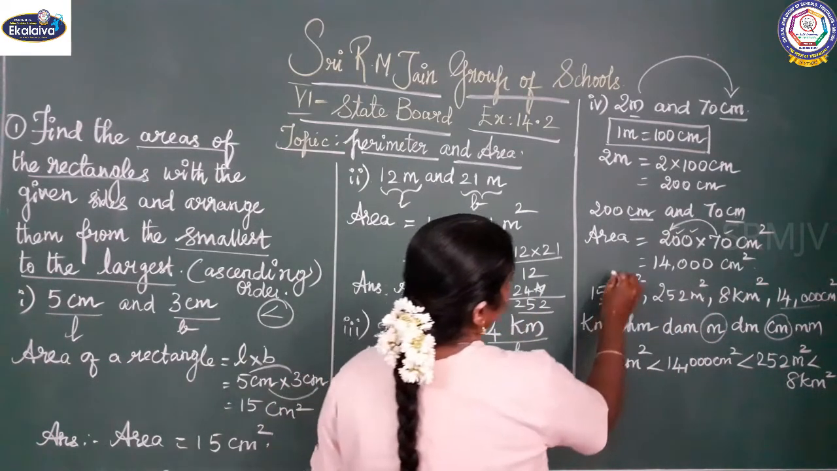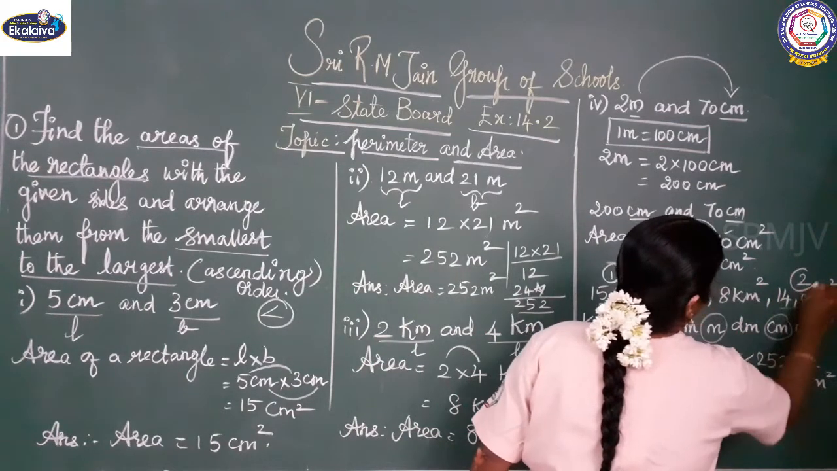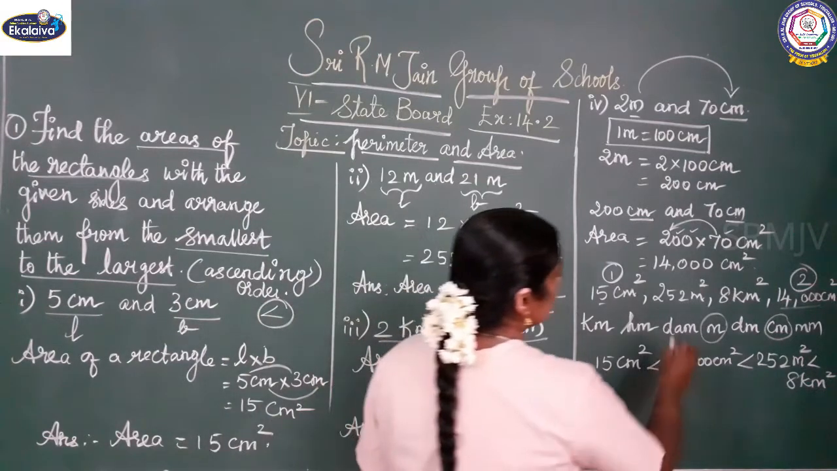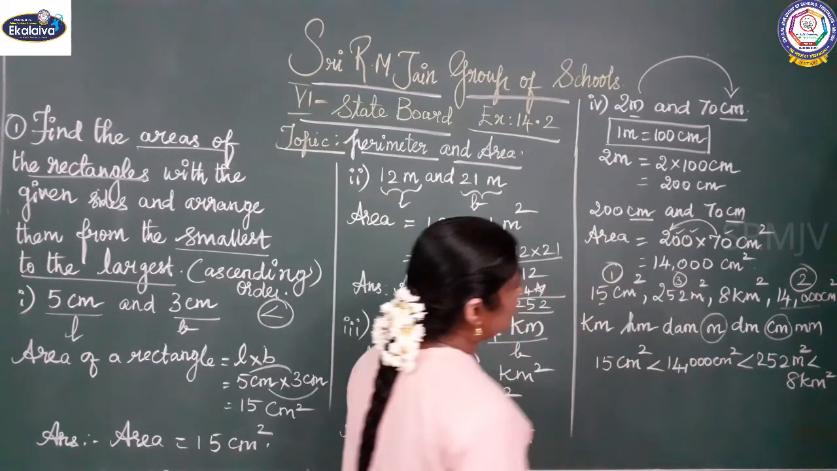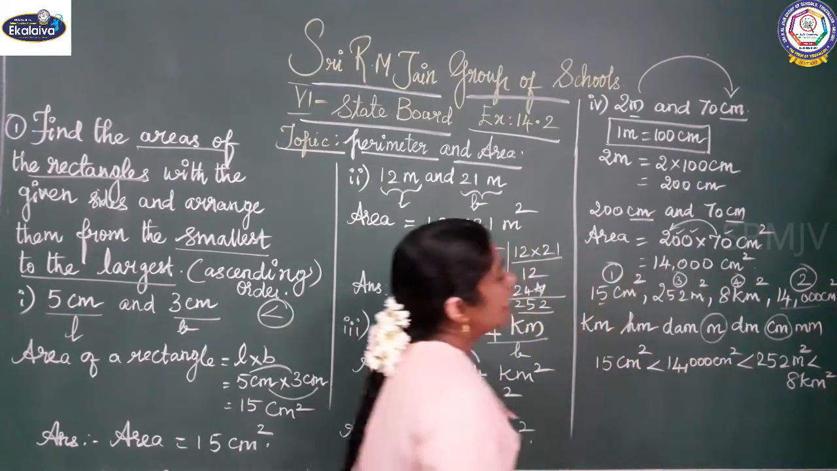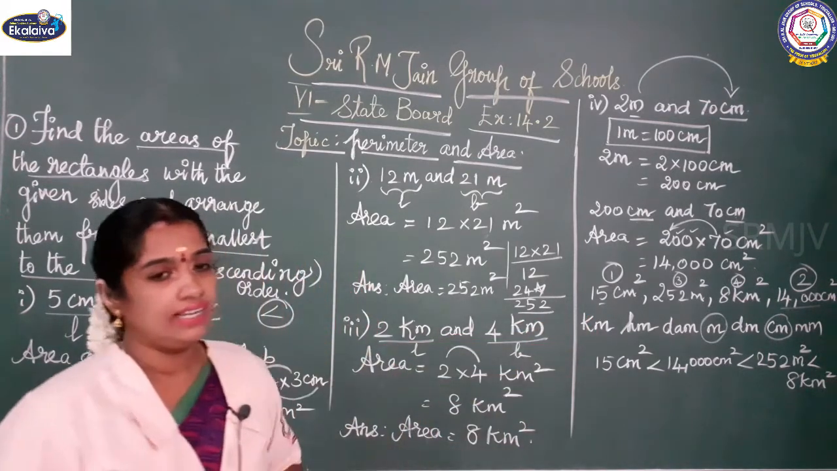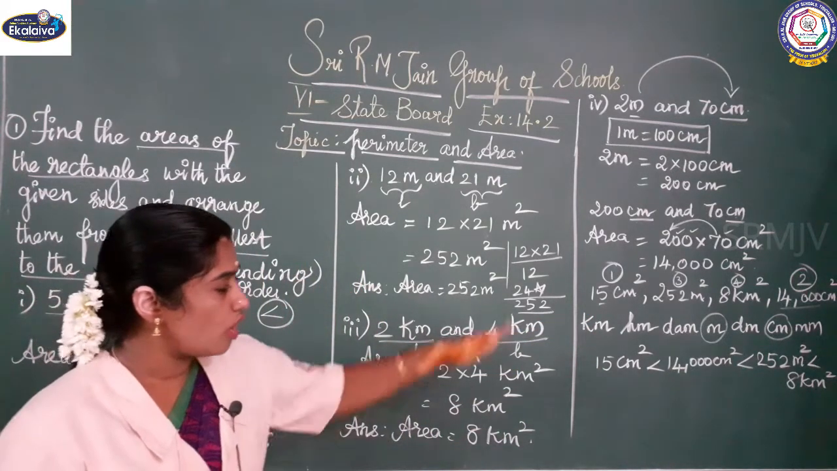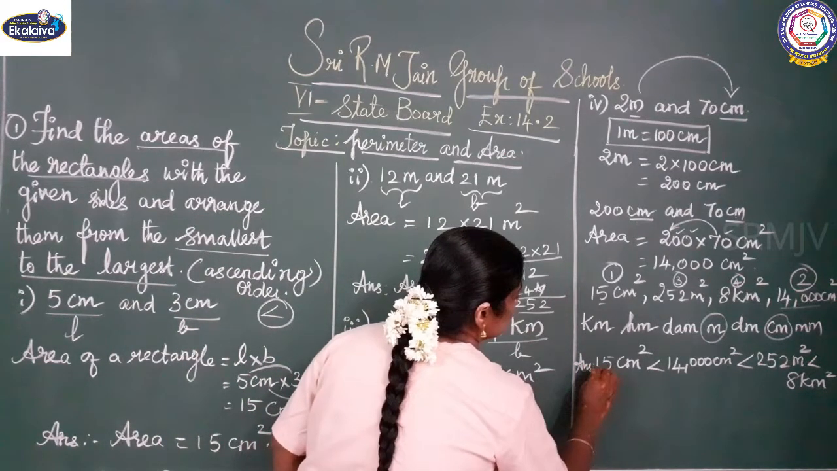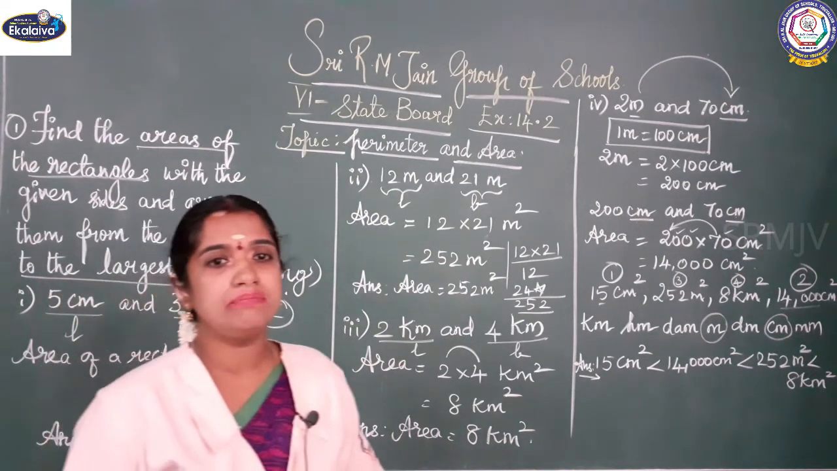So the first one is 15 centimeter square. Second one is your 14,000 centimeter square. And third one is what? 252 meter square. And finally fourth one is what? 8 kilometer square. See, this is the unit of the length. Got it? So according to this, I arranged. This is your final answer. Any doubt in this, ma? Shall I move on to the next sum?